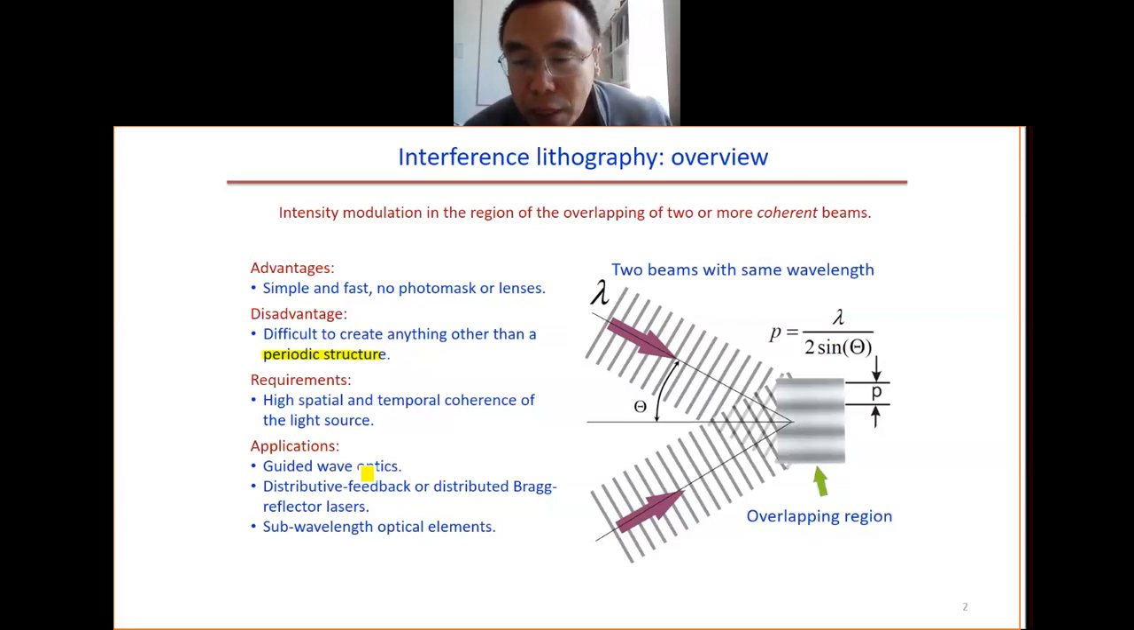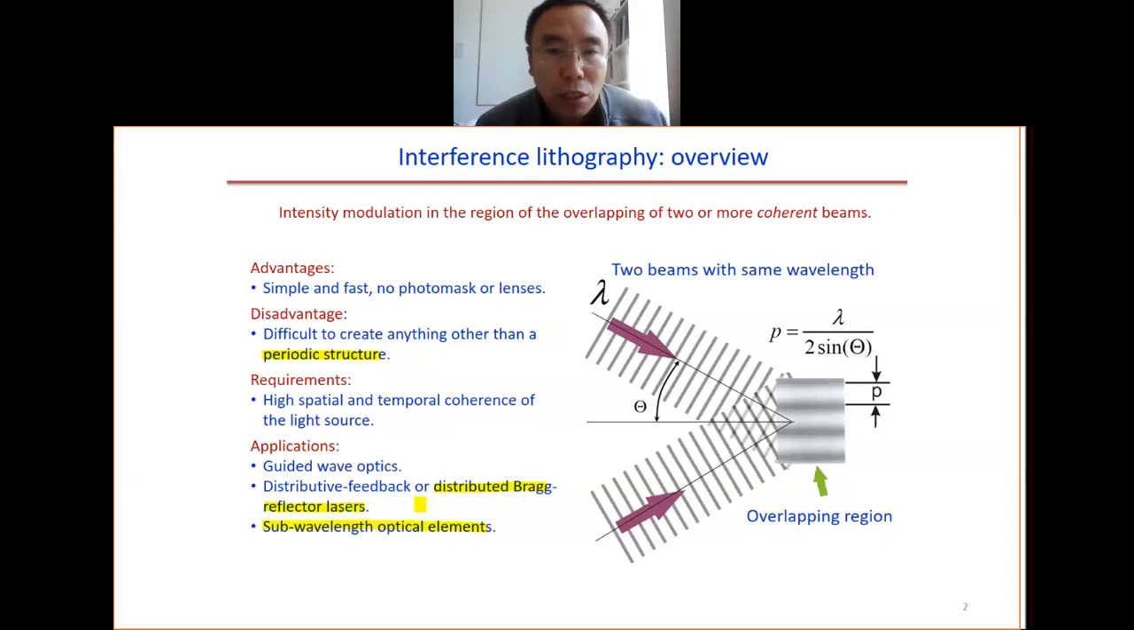For the application side, here I talk about applications for optics. There are also applications for other things. For example, biosensors. Periodic structures can be used to make biochips or biosensors. Here I want to talk about one example. For subwavelength optical elements, we will talk about some of those things in the chapter on nanoimprint lithography. Here I talk about distributed Bragg reflector lasers.